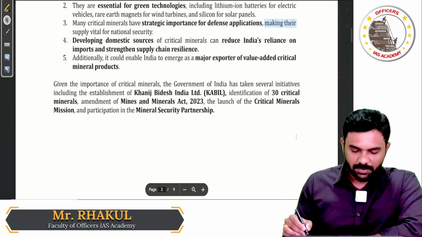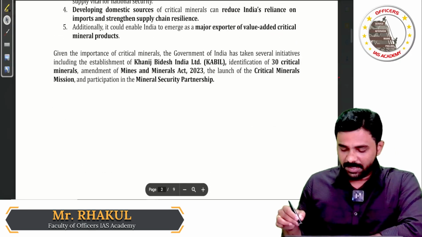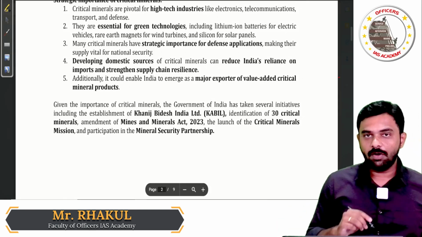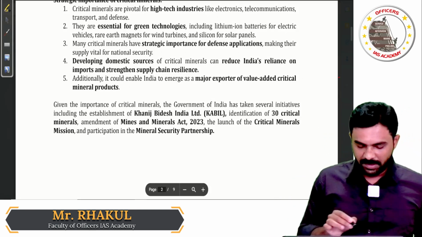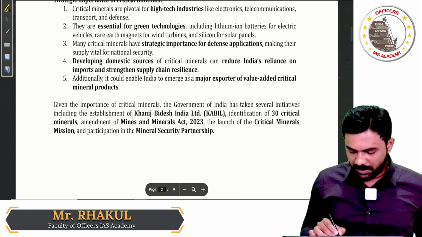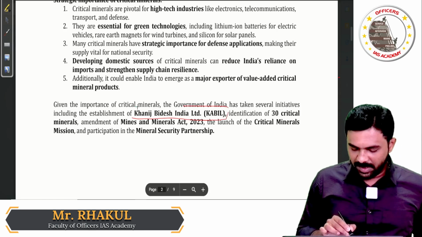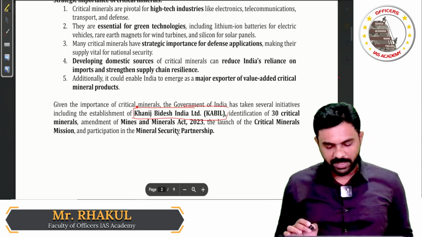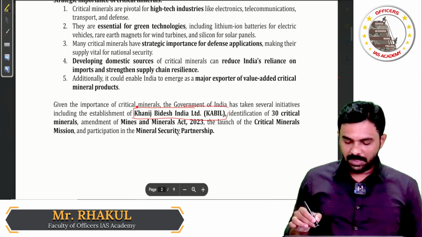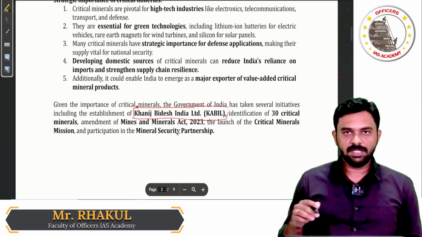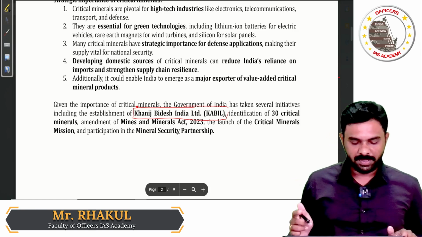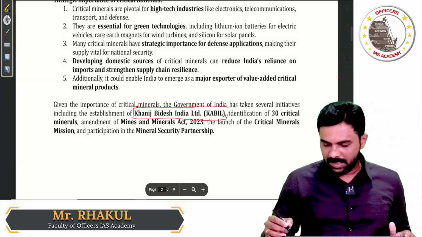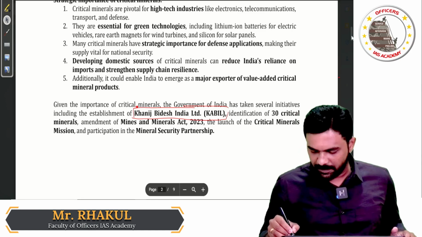Then coming to the conclusion, you can mention some measures which India has taken to ensure the supply of these critical minerals. We have established this particular organization, Khanij Bidesh India Limited, KABIL, and the Mines and Minerals Act 2023. So these things you can mention in the conclusion. That is a way forward based conclusion. Now let us see the best answer given for this particular question.